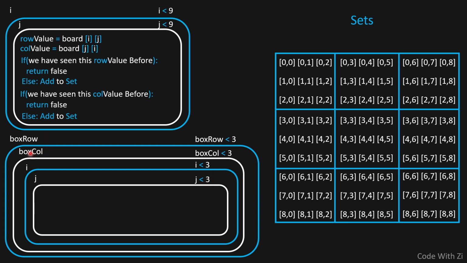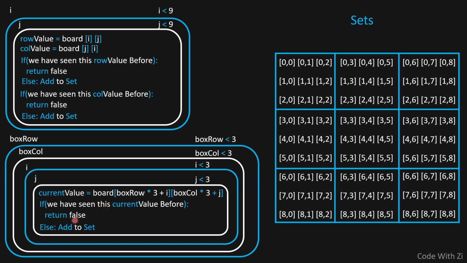So the first 2 loops are gonna give us the coordinates of the subboxes, and then these 2 are gonna check all of the values inside of the subbox that we found. So here we're gonna say current value is equal to board of box row multiplied by 3 plus i, and don't worry, you're gonna see how this calculation works in a bit, and box col multiplied by 3 plus j. This is gonna give us the value inside of our subbox, and then we're gonna ask, have we seen this current value before? If we have, return false, else add it to our set.